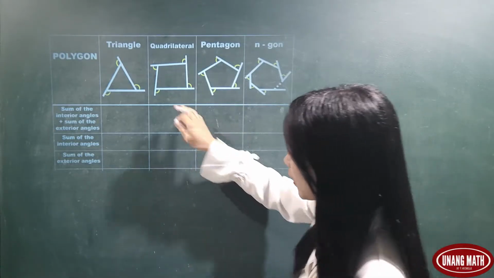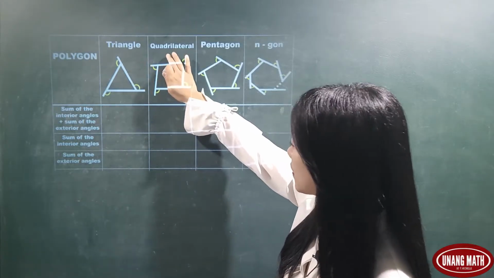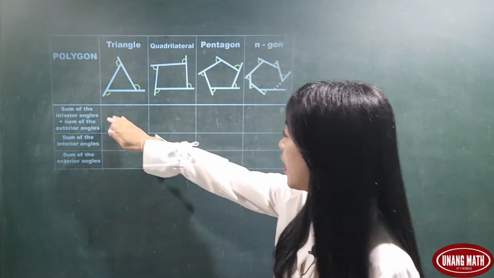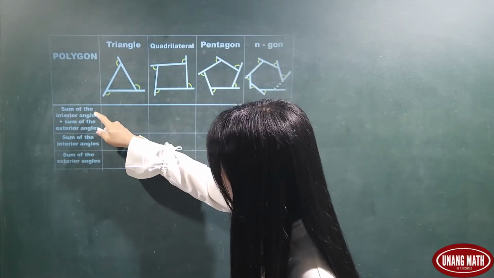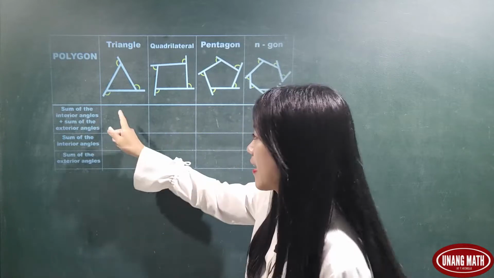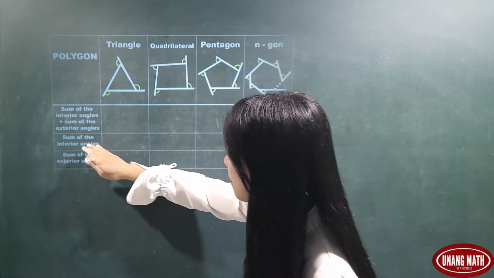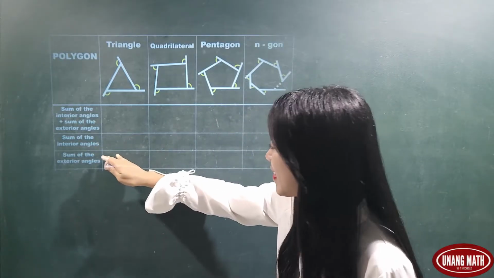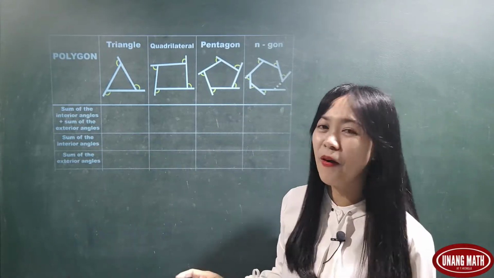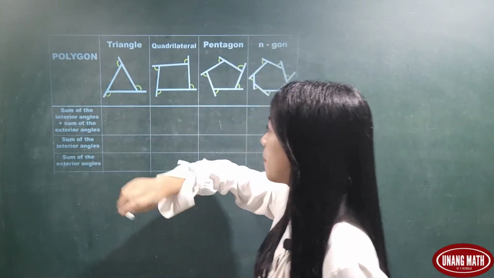Okay, in this chart, we have these different polygons, namely triangle, quadrilateral, and pentagon. This row is the sum of the interior angles plus the sum of the exterior angles of these polygons. The third row is the sum of the interior angles. And then the last row, the sum of the exterior angles. Okay, let's start with triangle.